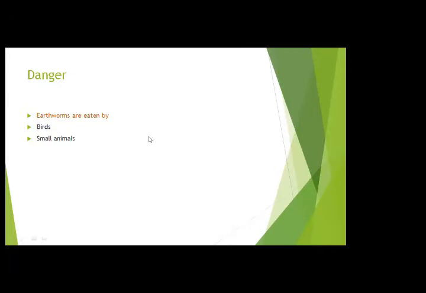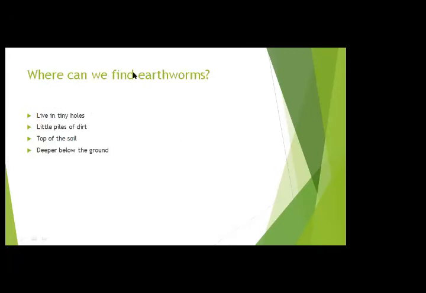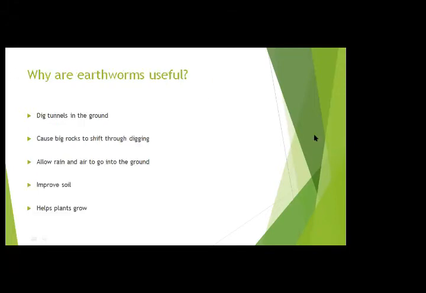Next one is, where can we find earthworms? We can find earthworms after rain. They live in tiny holes. Tiny means very small. They can be on the top of the soil and deeper below the ground. We can find earthworms on the upper side of the soil, and deeper means under the ground. Okay. Now next one is, why are earthworms useful? Yes. Why are earthworms useful?